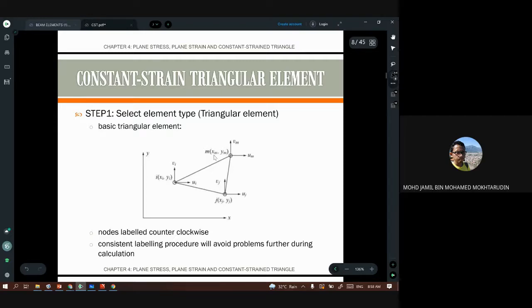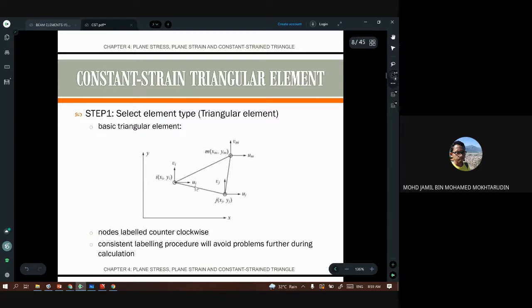So in this triangular element, we use I, J, and M. Or you can name it 1, 2, 3. Either way is okay, as long as it is counterclockwise. Counterclockwise, 1, 2, and 3.